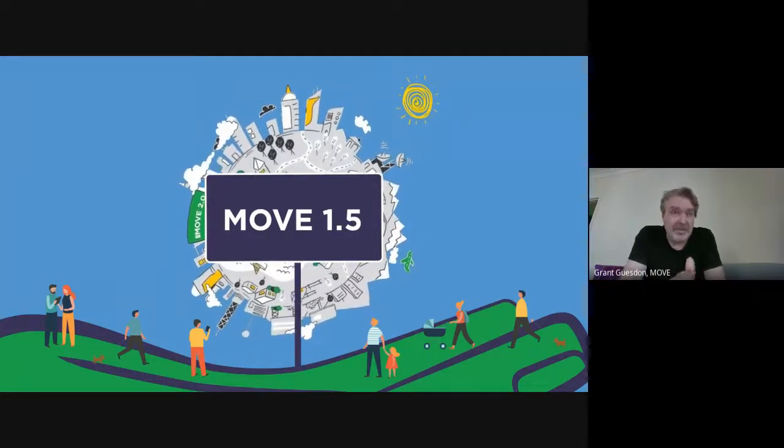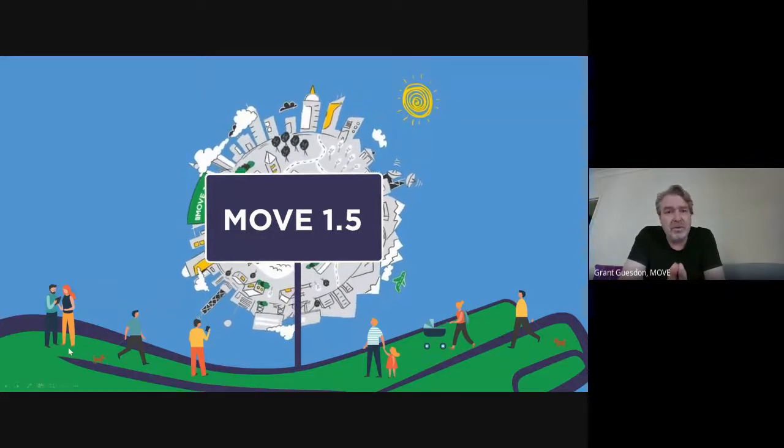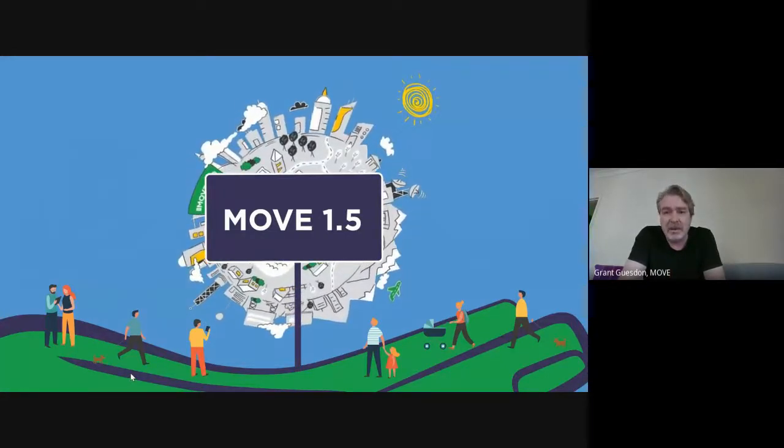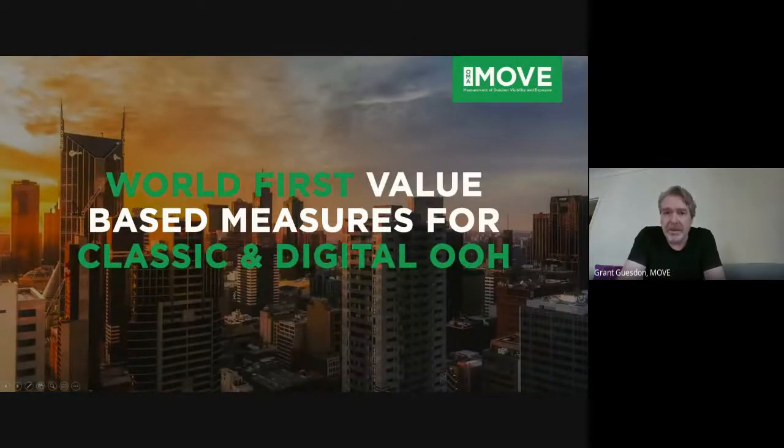And the addition of the NIF provides you in Move 1.5 with the world's first value-based currency measure for out of home. It's not measuring the quality of the sign, it's measuring the quality of the impact at a format level, an average for that format. I'll just run a quick video that explains how we've gone about the 1.5 audience and how that's changed.